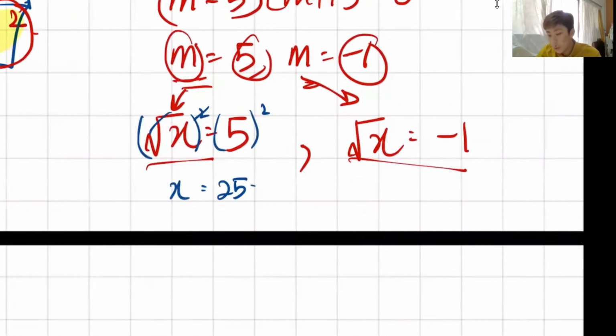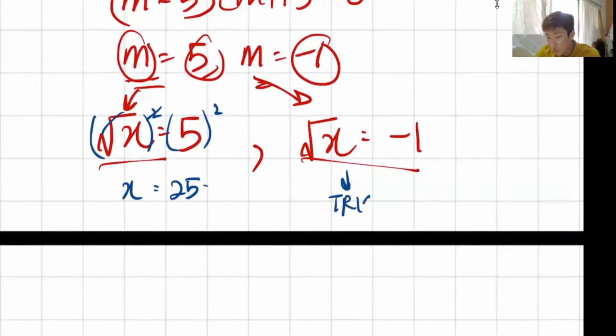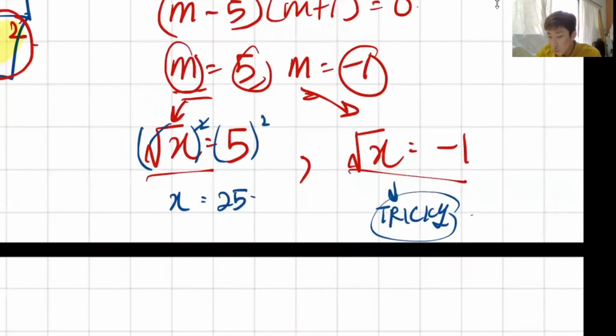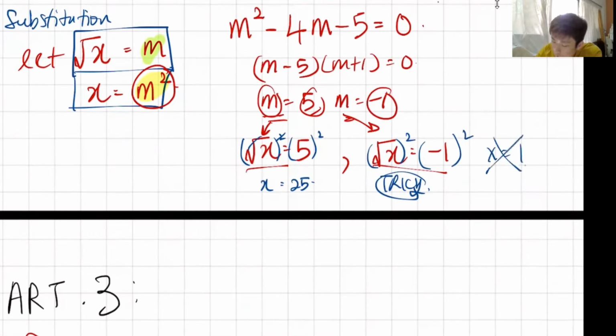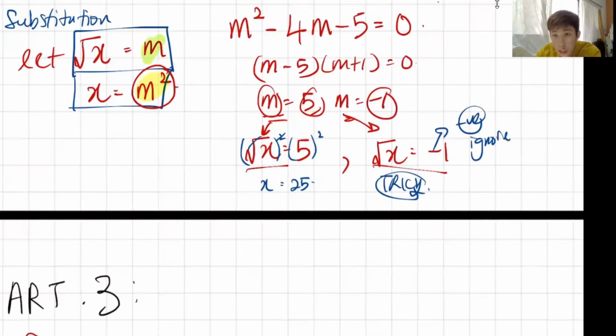This is a tricky thing. Don't forget to write it down. If I were you, I would immediately write it down, because you might follow my method: I square both sides, so I have x equals 1. But this is wrong. Just for the purpose of memorizing, actually what you do is, when you square root something and you get a negative number, you straight away ignore the answer. There's no solution for this part of the answer.